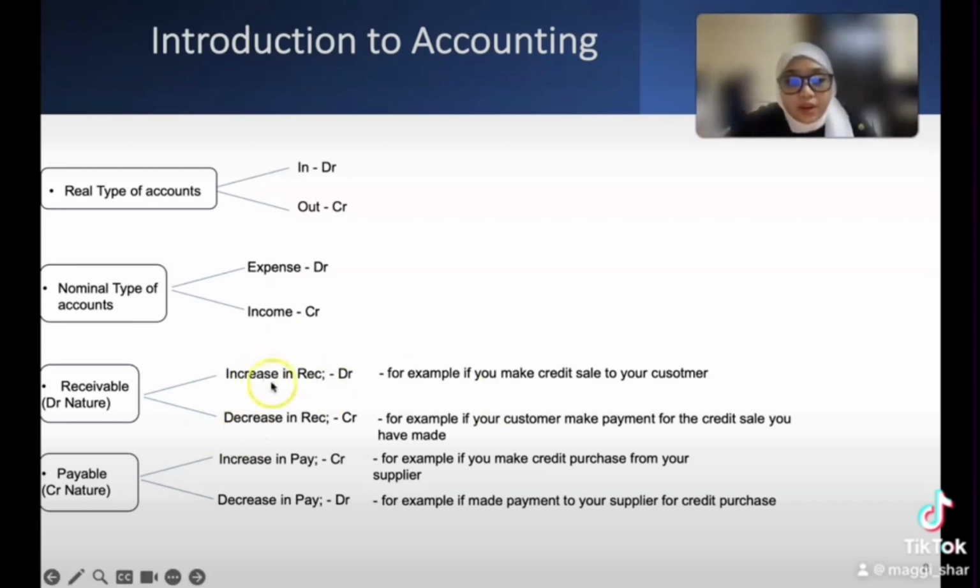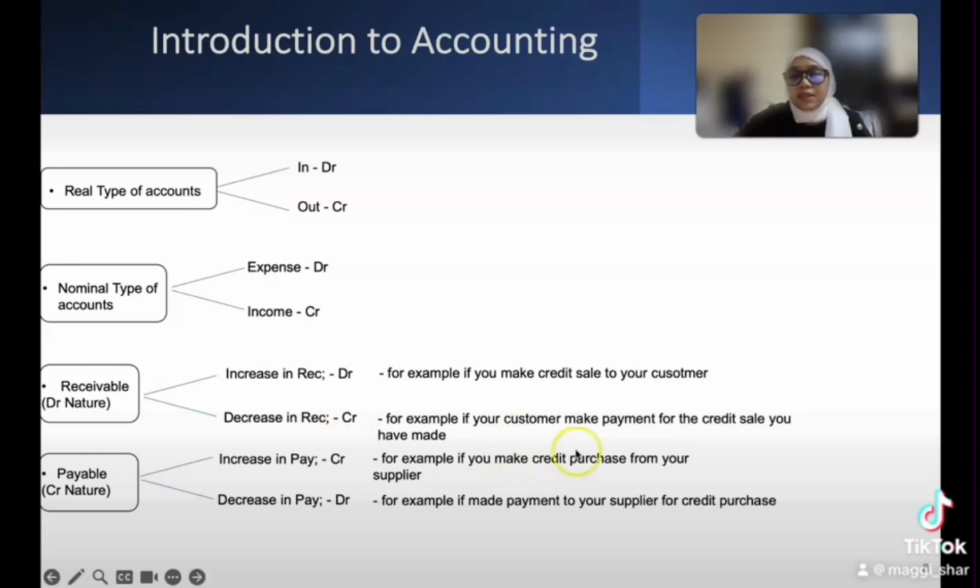So your receivable account will become 0 to 5,000. So it means increase in receivable. Okay, receivable account is a debit nature. So if it is increased, we will record in debit side. If it is decreased, we will record in credit side. So what makes receivable account decrease?